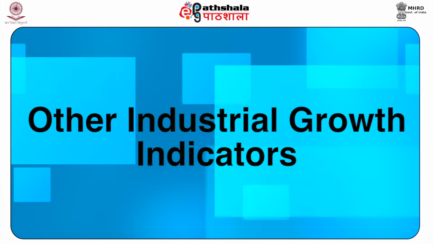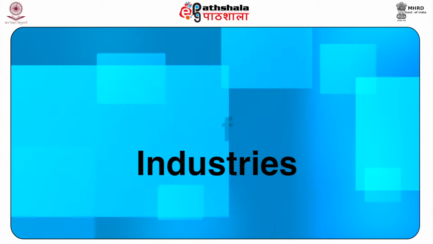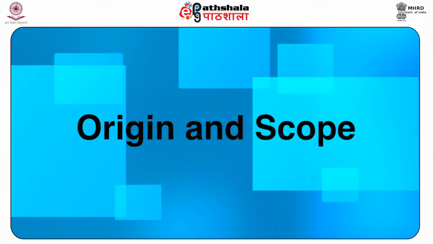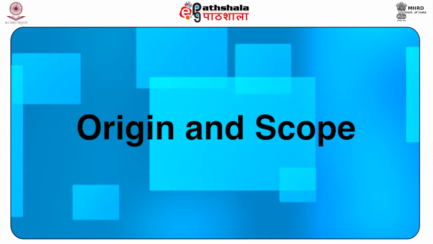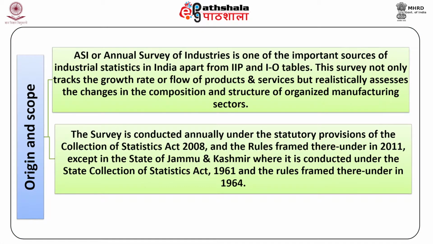Then there are other industrial growth indicators. The first one is the Annual Survey of Industries. We can discuss first the origin and scope of this Annual Survey of Industries. Annual Survey of Industries, or ASI, is one of the important sources of industrial statistics in India apart from the IIP and IO tables. This survey not only tracks the growth rate or flow of products and services, but realistically assesses the changes in composition and structure of the organized manufacturing sector.